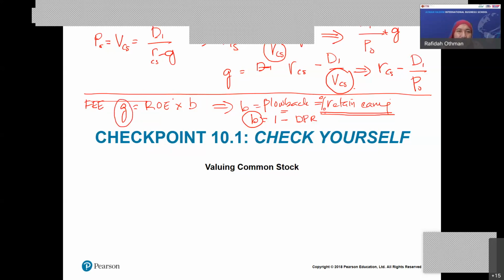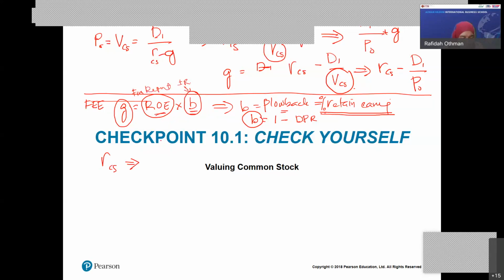So how are you going to find ROE? It is in the financial report. ROE is from the income statement, and this is also from the income statement, and this too. So this is the calculation of G, for our common stock.